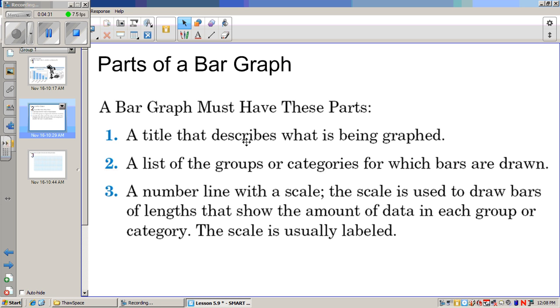So let's move on to our next slide, which is right here. Parts of a bar graph. When you're making a bar graph, these are the things that must be a part of it. A bar graph must have these parts. A title that describes what is being graphed. So if I am talking about animals, farm animals, fruit, whatever, at the top, you need to make sure you label that bar graph. Because when you don't, you get one wrong. And that's really, really important.